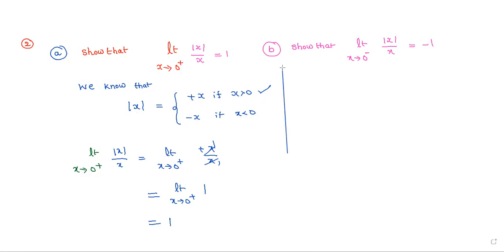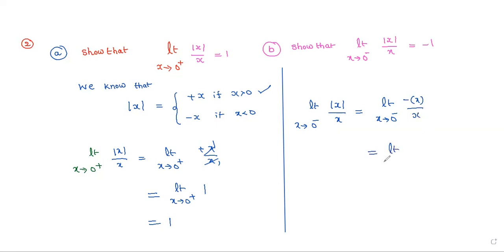And the second question, same. We know that modulus x equals plus x if x is greater than 0, and minus x if x is less than 0. So the limit as x extends to 0 minus of modulus x by x. 0 minus means below 0 values. The limit as x extends to 0 minus of minus x by x, remove x, gives minus 1. That is the value minus 1. Hence proved.